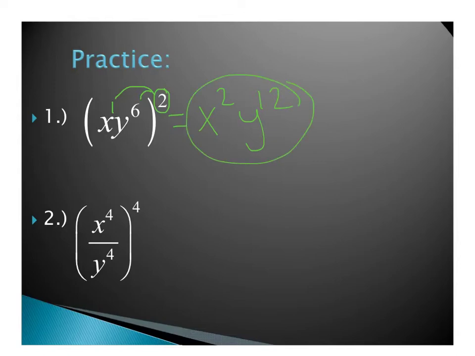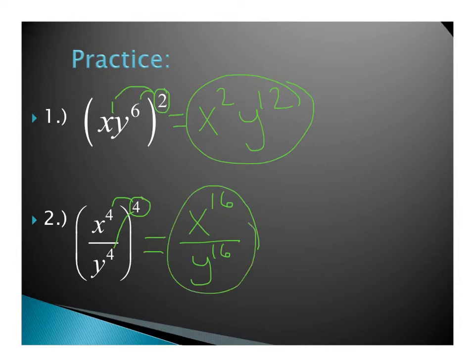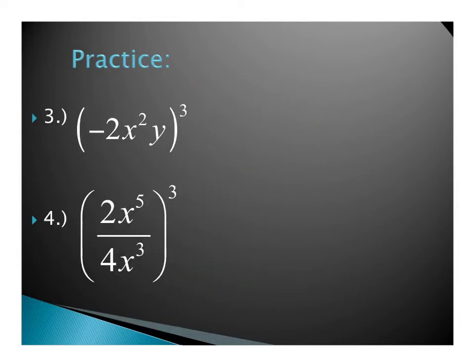Here, I've got my quotient. Distribute once again the exponent to my other exponents. So I have 4 times 4 is 16, so x to the 16th over y to the 4 times 4 is 16. Bibbidi bobbidi boo. Alright, a couple more examples.